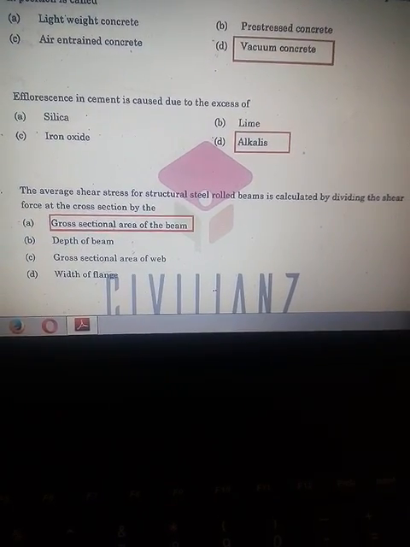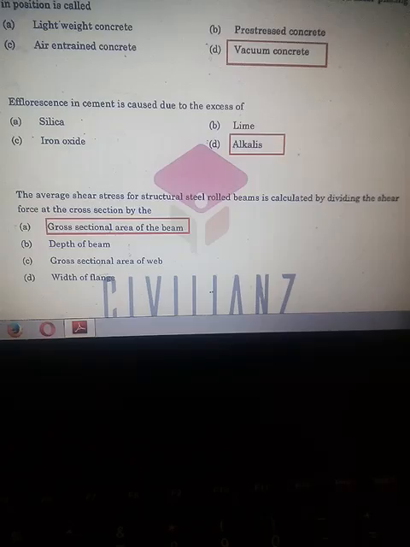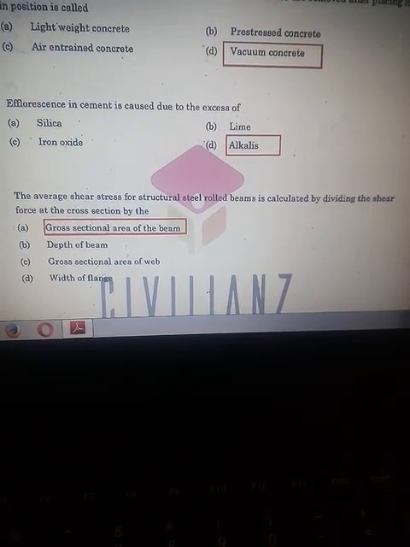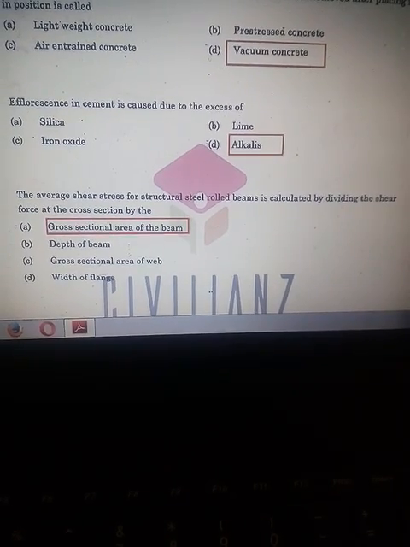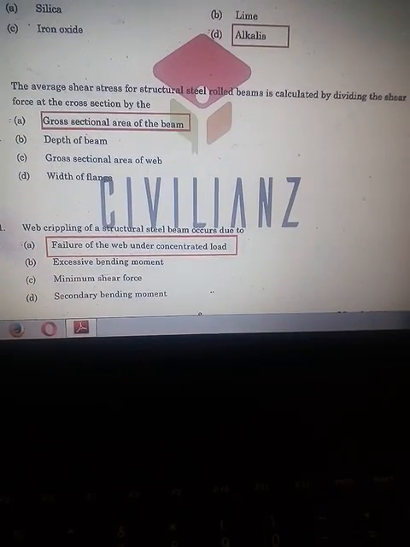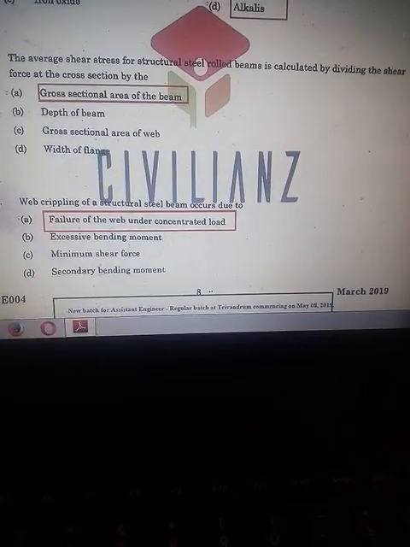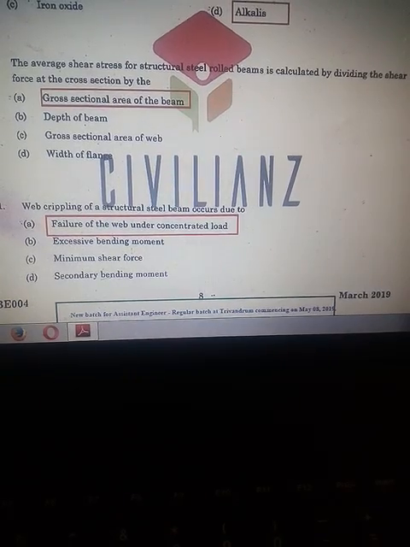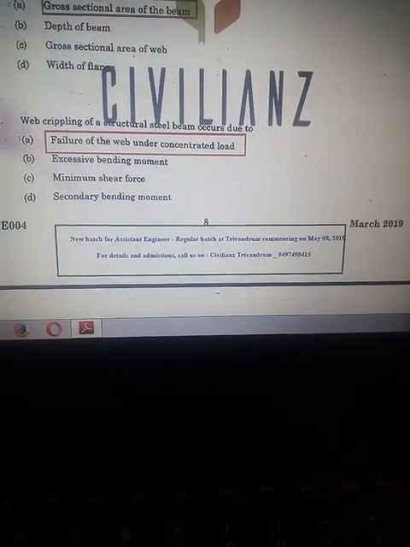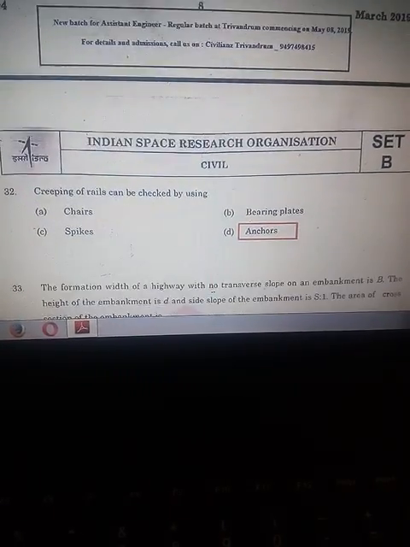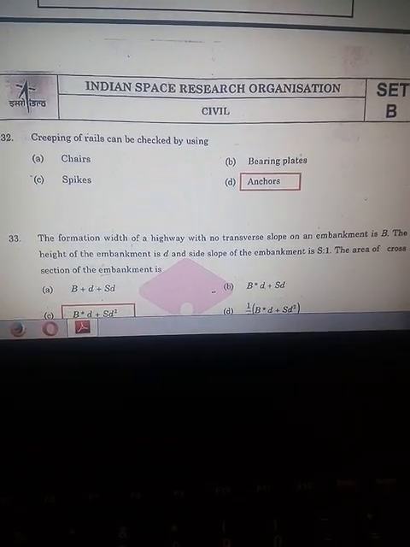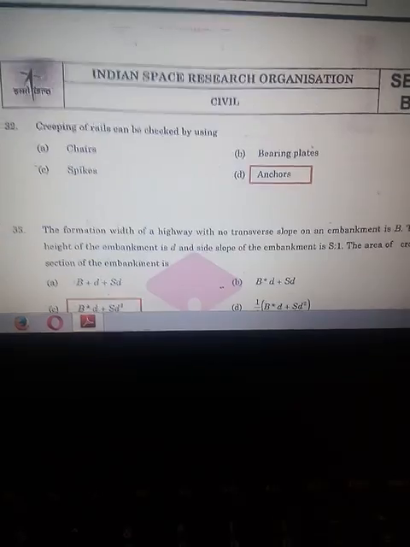Now next question, the average shear stress for structural steel rolled beam is calculated by dividing the shear force at the cross section by the gross area of the beam. Okay. Now next question, web crippling of structural steel beam occurs due to failure of the web under concentrated load. Okay. Now next question, creeping of rails can be checked by anchors. Okay.